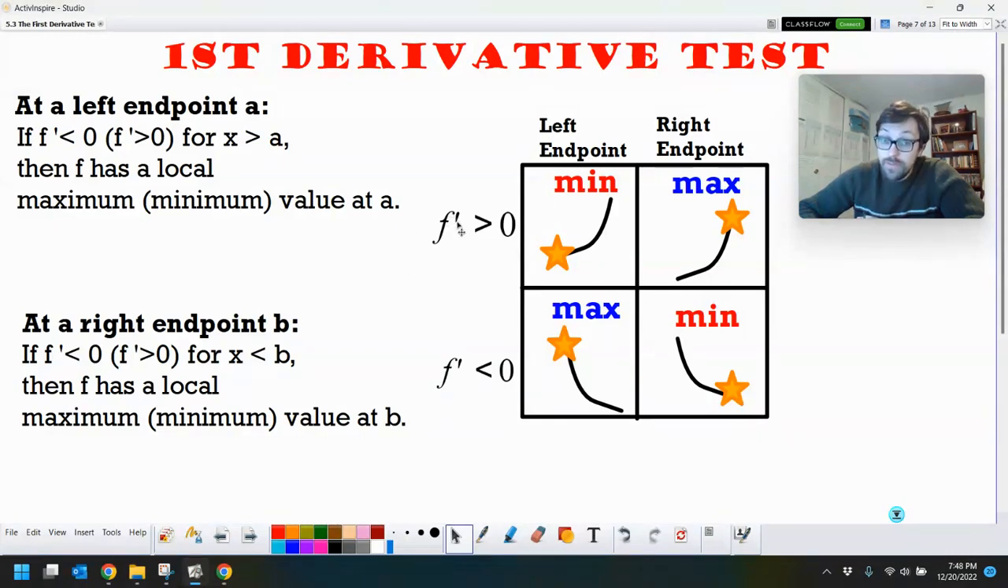If our derivative is positive, so our original function is increasing, you can see here that on the left-hand side, we end up with a minimum, but at the right-hand side, we get a maximum. This is that same thing in words, but I can't track this, but I can track this table. So it is up to you which one makes more sense for your head.